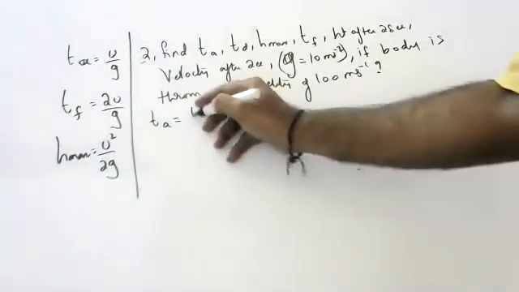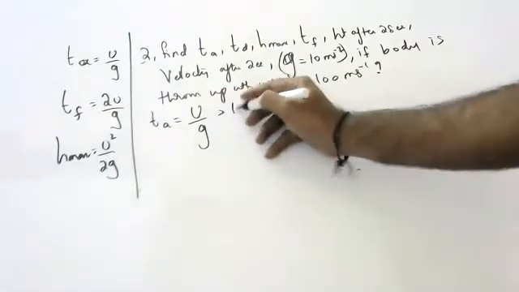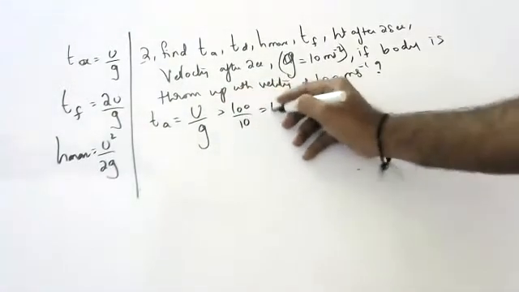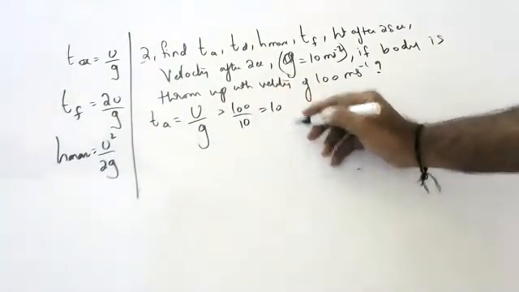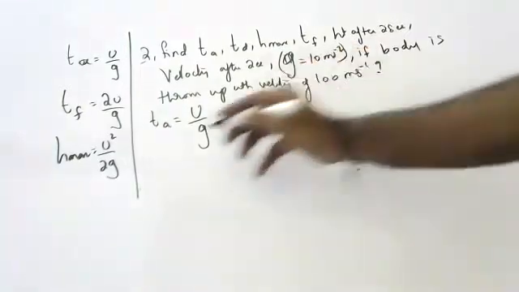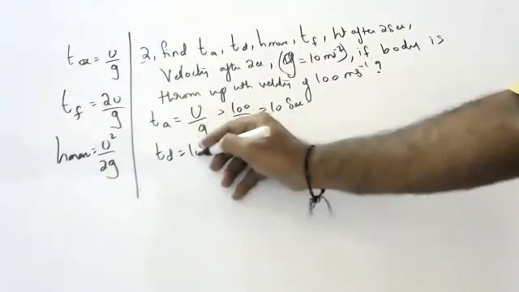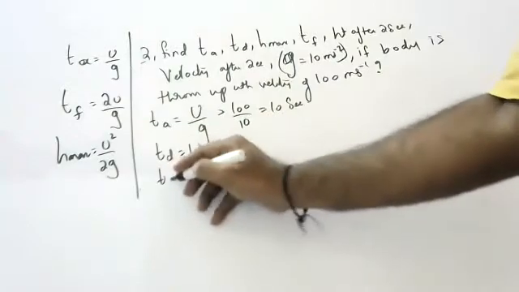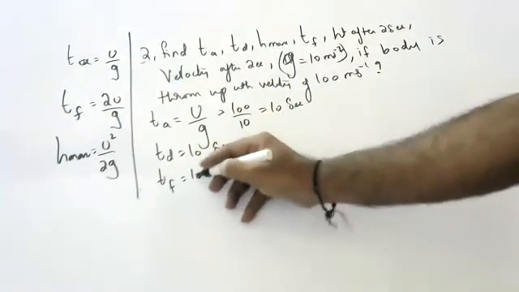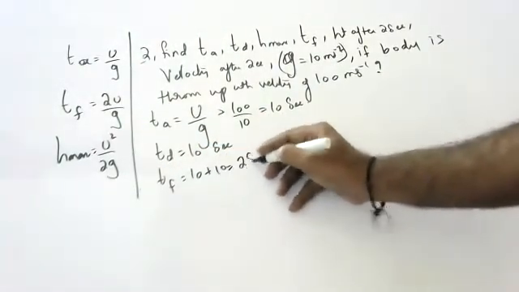Time of ascent is u by g, children. That is 100 by 10, so 10 seconds. Time of ascent is 10 seconds, so time of descent is also 10 seconds. You all know, time of flight is 10 plus 10, that is 20 seconds. It will remain in the air.